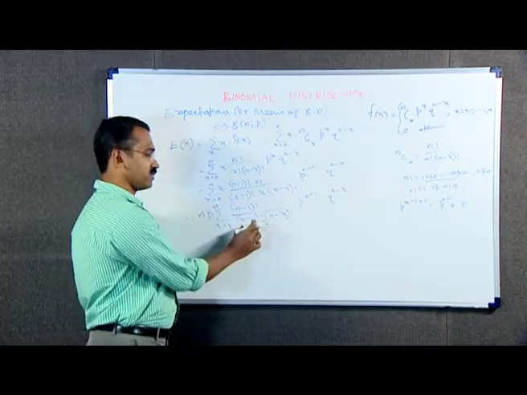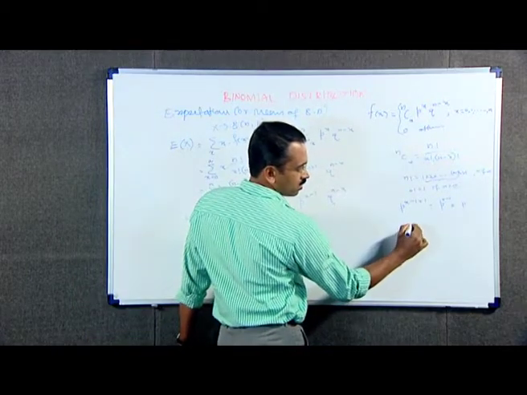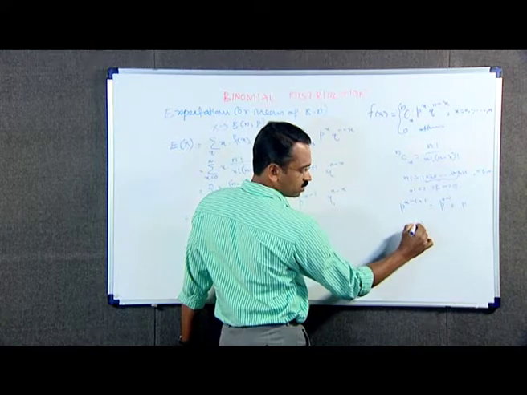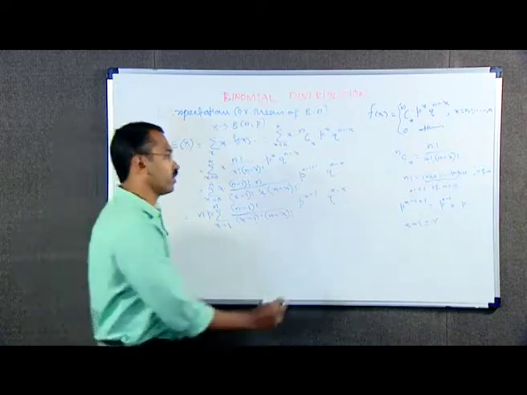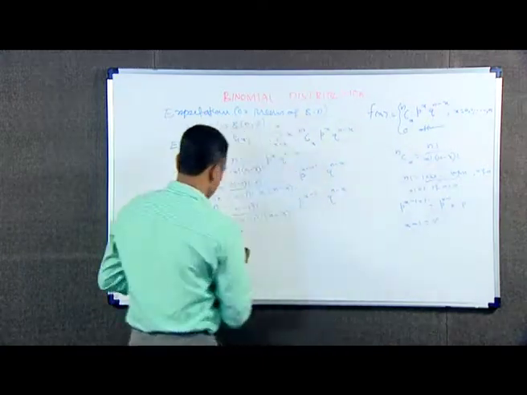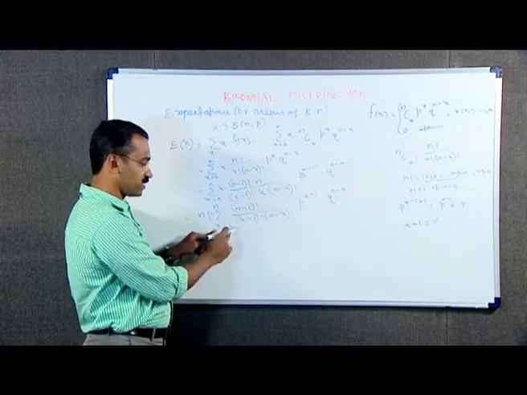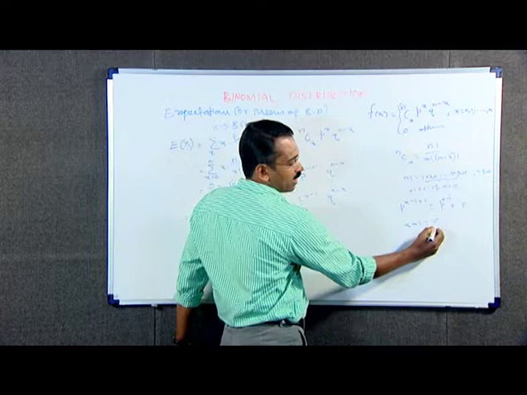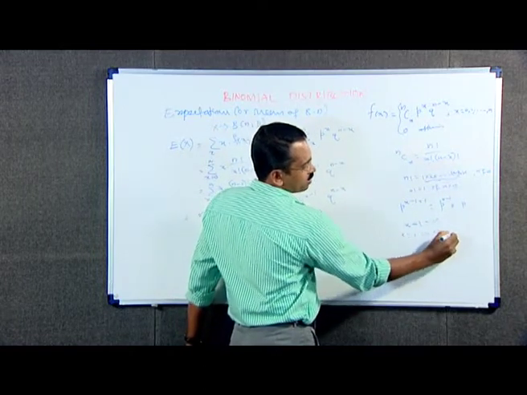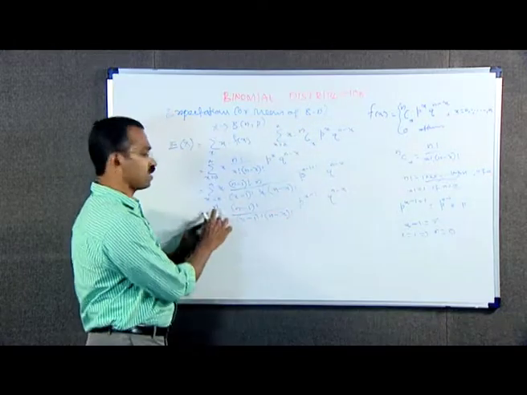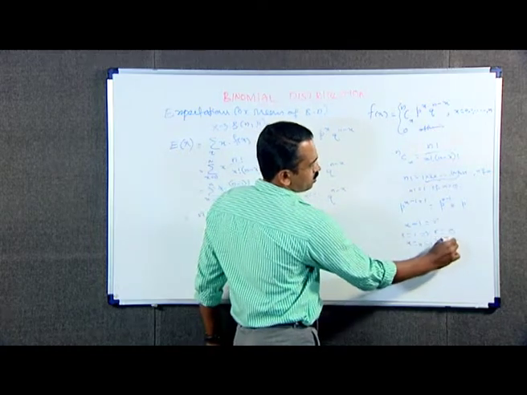Now, we make a substitution for x minus 1, that is we put x minus 1 equal to some r. Then here the values of x are from 1 to n. If x equal to 1, then r equal to 0. X equal to 1 implies r equal to 0. And if x equal to n, then r equal to n minus 1.